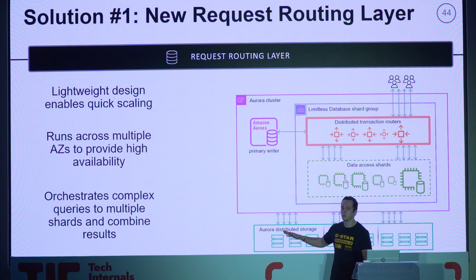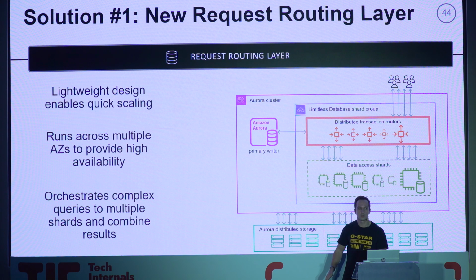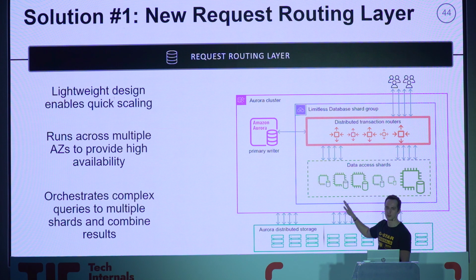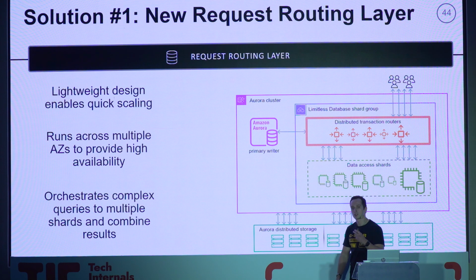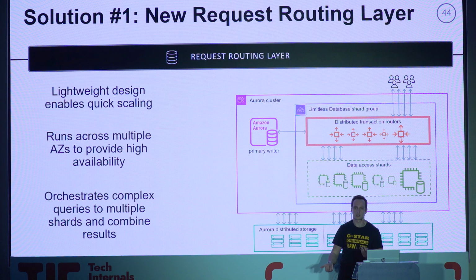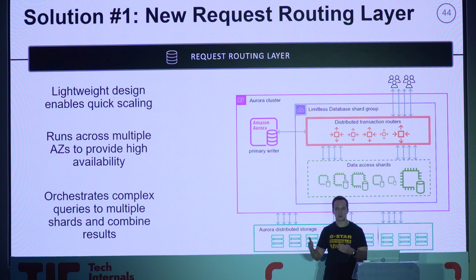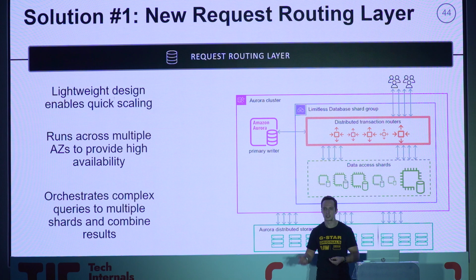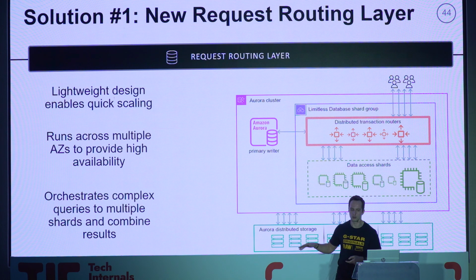Finally, we have decided that each of these routers would be a separate Aurora database. So it's not a simple proxy; both of those are Aurora databases. This allowed us to have routers that can actually orchestrate complex transactions across several shards, and of course then aggregate the results back to the client. It also works with distributed writes, so it handles the distributed commit across the shards.